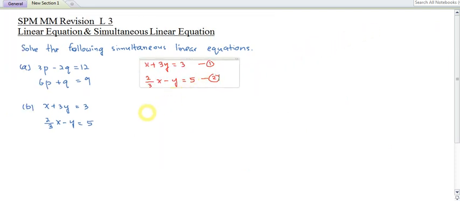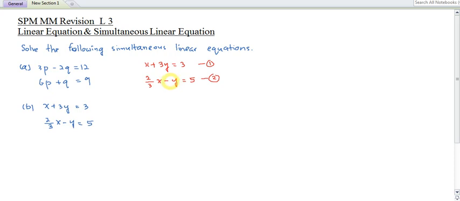Okay, let's go to the second one. This part B. Same thing, simultaneous linear equations. We need to solve them simultaneously, find the value of x and y. For this part, I will just show you the elimination method. You can try on your own using the substitution method. So the first step is to determine whether I want to eliminate the x or y. This is 1, 2 or 3, different. This is 3, negative 1, different.